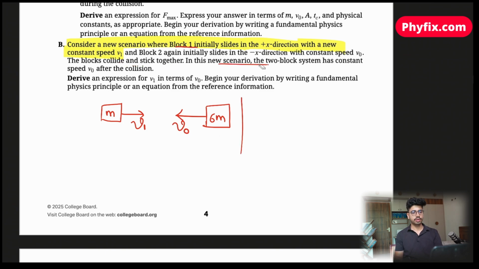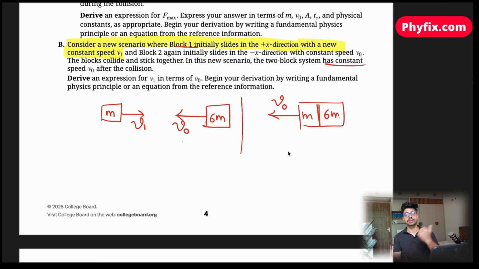In the new scenario, the two blocks have the constant velocity v naught. So I'm just considering they get stuck together. This is m, this is 6m, and they start moving. Now this is not possible, because otherwise the momentum doesn't remain conserved: this has the momentum 6m v naught, and this has the momentum 7m v naught in this direction. This block is moving in this direction, so this scenario is not possible. So you have to change the velocity direction.